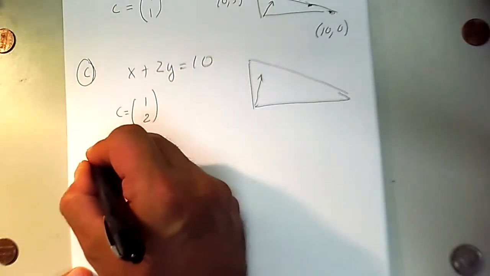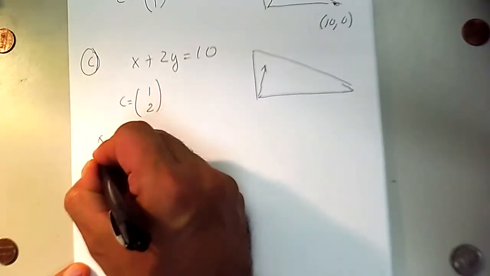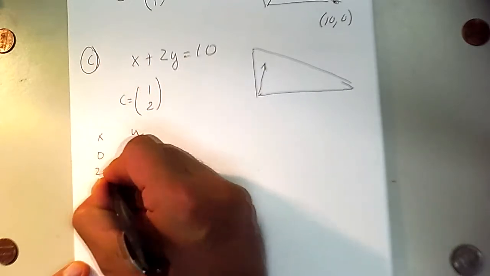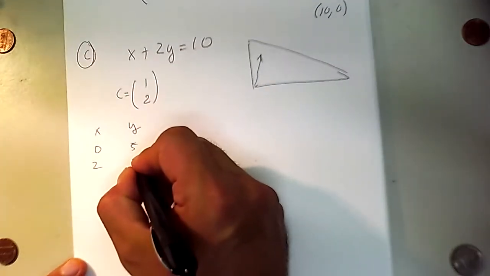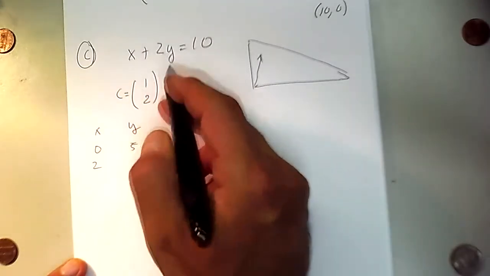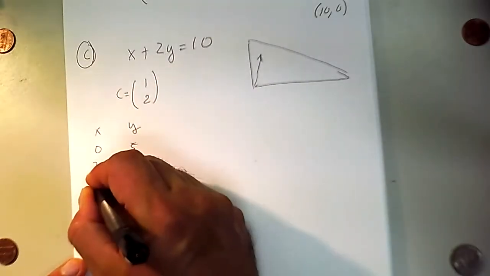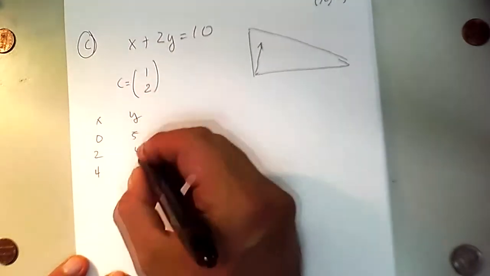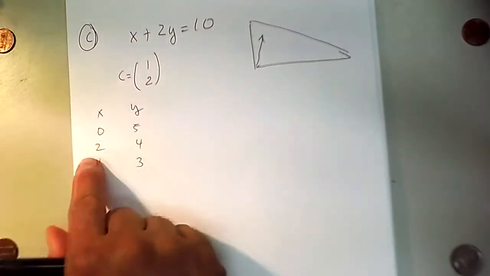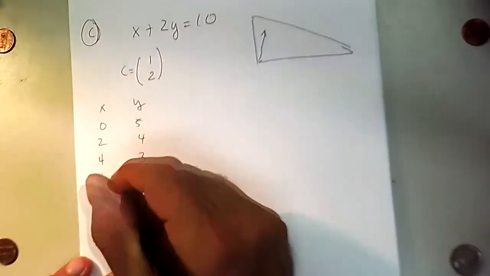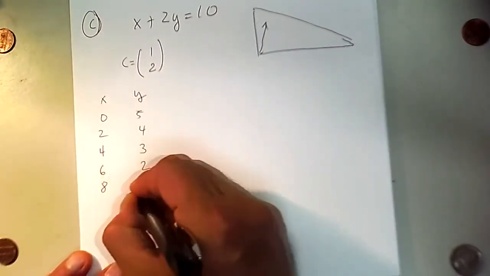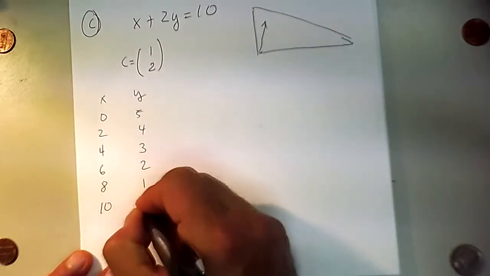Let's be a little systematic for the x's and the y's. So 0, 5, again 2, 4, and 4, 3. There are more numbers in between. I just don't want to deal with the fractions right now. 6, 2, 8, 1, 10, 0.